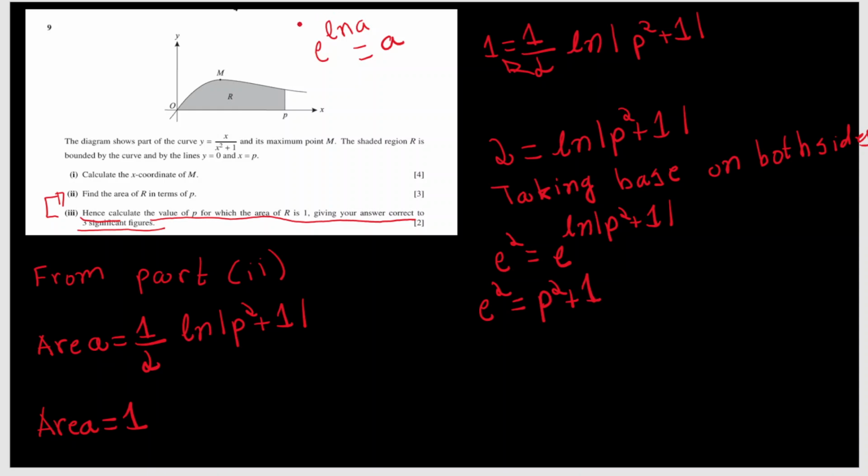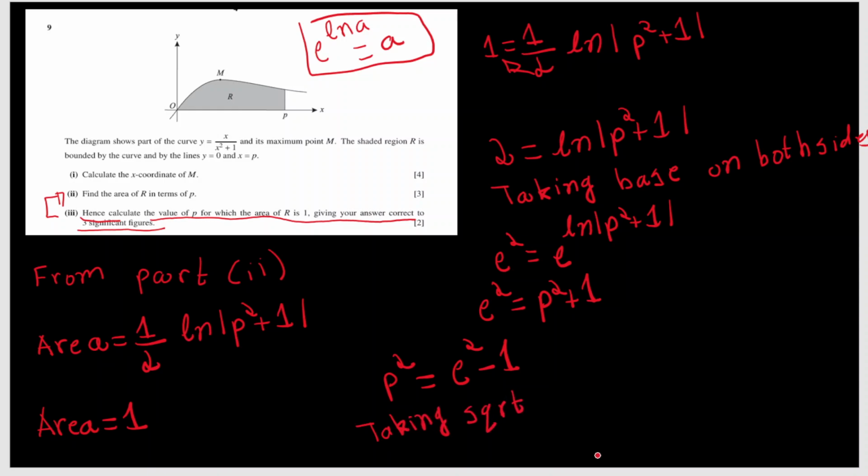This thing is being used over here: e to the ln a is equal to a, where a is p square plus 1, and we simply got p square plus 1. So we're going to separate them. p square is equal to e square minus 1. Taking square roots on both sides, what are we going to get? We're going to get p is equal to plus or minus the square root of e square minus 1.